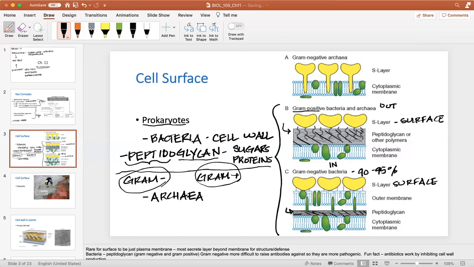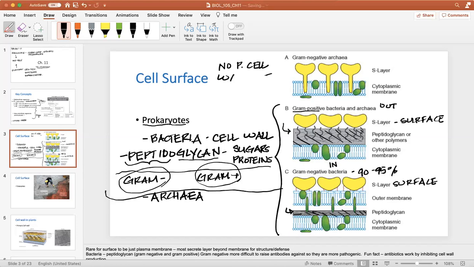Now let's contrast all of this. So I'm just going to draw a hard line here, if I can. Let's contrast all of this with the situation in archaea. Archaea do not have a peptidoglycan cell wall. So I'm going to put no P cell wall.